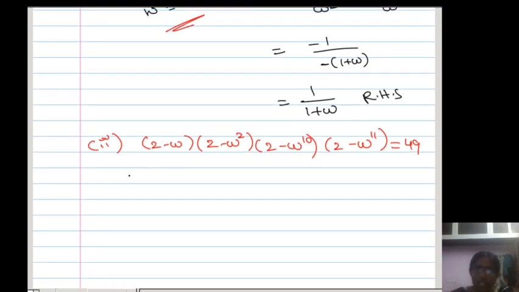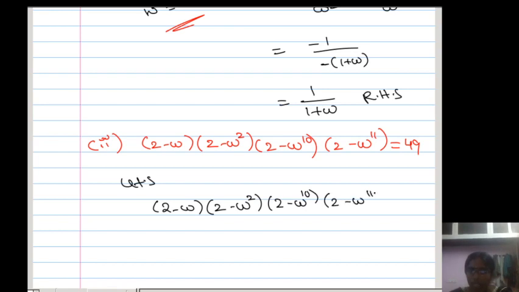So what is the LHS here? In the LHS, first I want to simplify (2 minus omega)(2 minus omega power 2)(2 minus omega power 10)(2 minus omega power 11). First, the simplification: how to simplify 2 minus omega power 10? I can write omega power 10 as omega. Why? Because omega cube is 1.